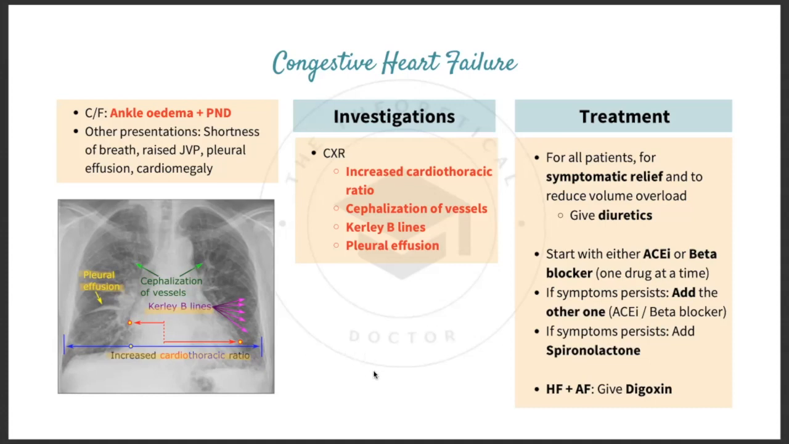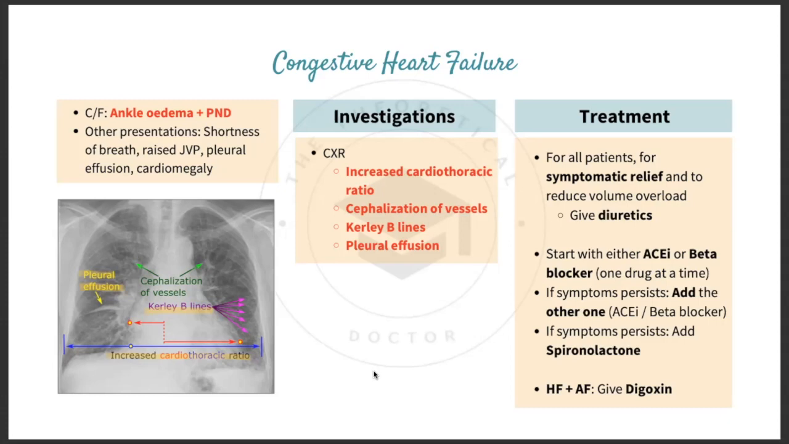If you were to take a ruler and measure here and compare it with here, then you can do the division and see how it falls to about half or more. And if it's more than half, it's indicative of cardiomegaly. Hence, they present with cardiomegaly, and on the chest x-ray, you see increased cardiothoracic ratio.